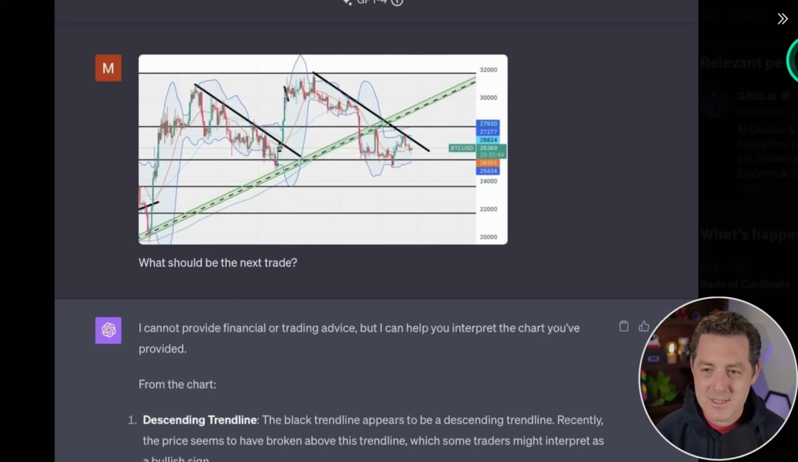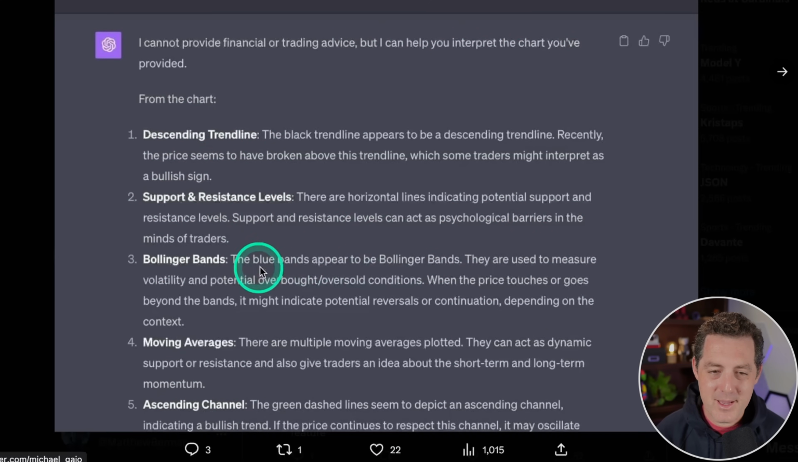All right, on this next one, we see a complex trading graph. And all this person does, Michael Gao, what should be the next trade? So I cannot provide financial or trading advice, but I can help you interpret the chart you've provided. We see descending trend lines, support and resistance levels, Bollinger Bands. So basically it interprets the graph, but it's not able to actually tell you what to do with it. So that's actually pretty impressive that it stopped itself from giving financial advice.